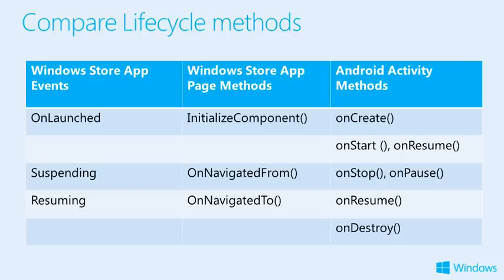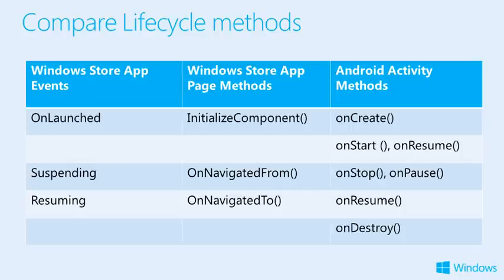In Windows 8, you can call the InitializeComponent method in the constructor of the page class after the application receives the OnLaunched event. The application also receives resuming events when it is activated and gets a suspending event when it is switched out. You can also do similar work to save application data in these two event handlers.